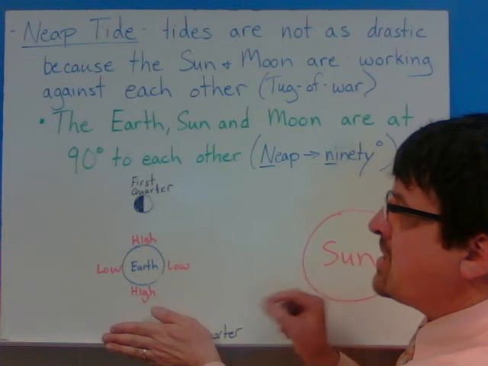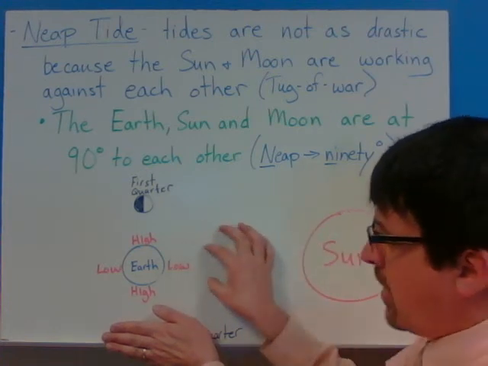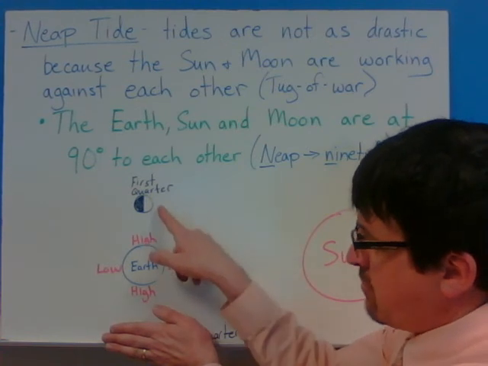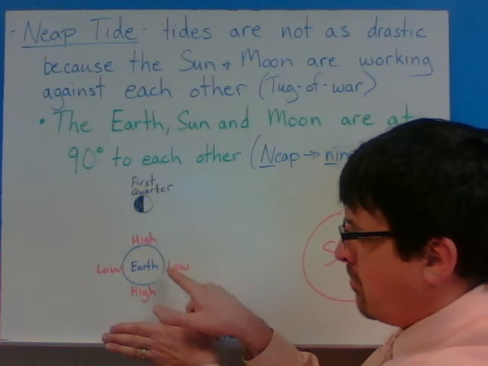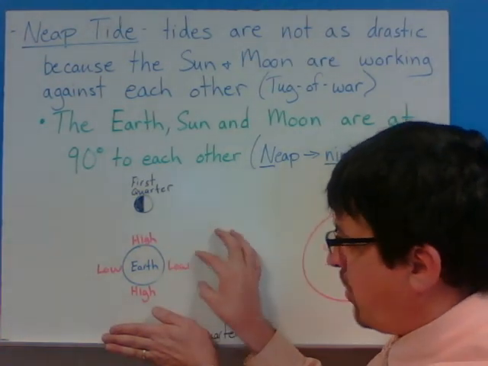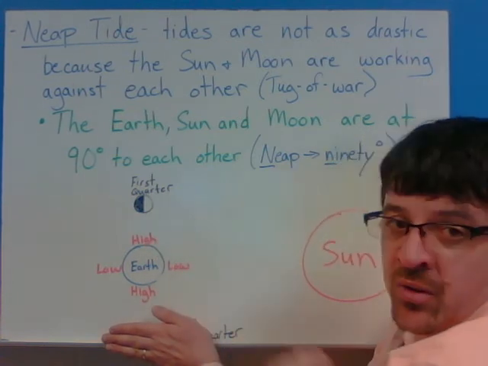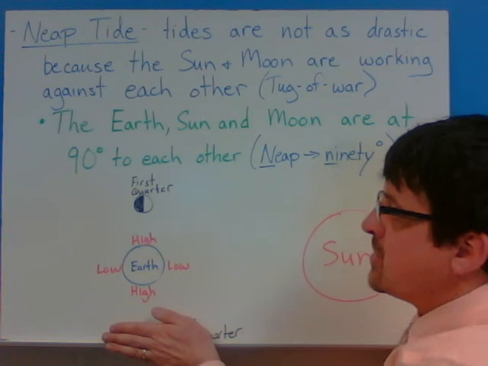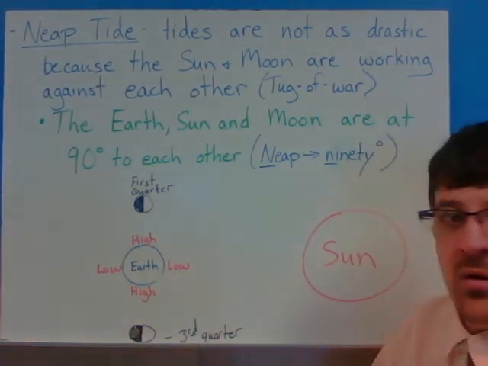Now, the reason that these aren't as dramatic is because the sun is still pulling on the water a little bit, but since the moon is so much closer, it's going to pull the most. But the lows aren't quite as low because the sun is still pulling a little bit, and the highs don't get quite as high because the sun is pulling a little bit. So you'll get a neap tide at a first quarter and a third quarter moon.